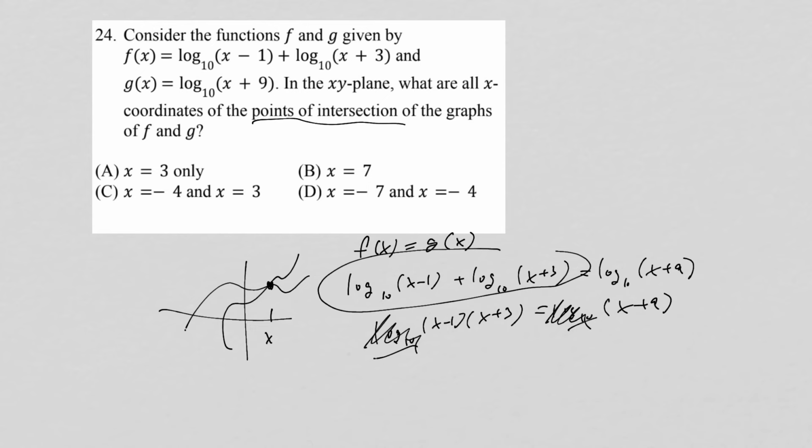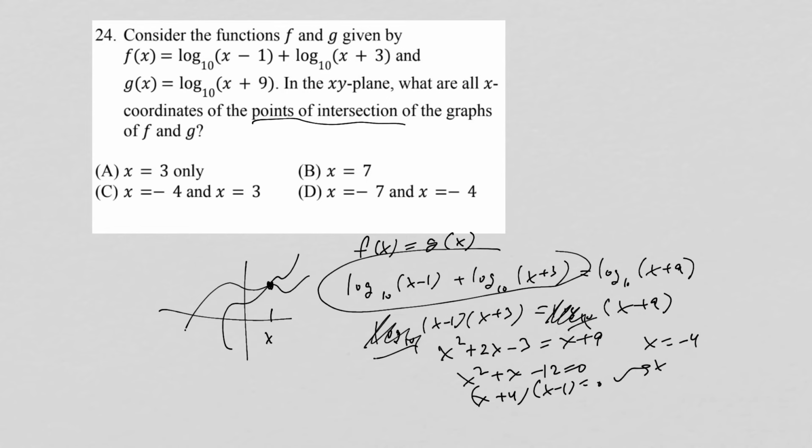Now I can solve this equation, x squared plus 2x minus 3 equals x plus 9, x squared plus x minus 12 equals 0, factors to x plus 4, x minus 3. Sorry, that's minus 3. So it appears at first that there's two answers.